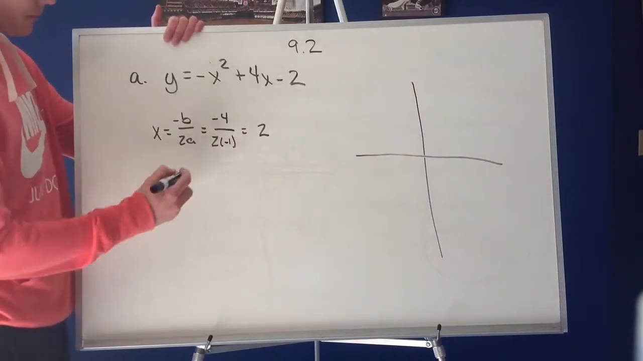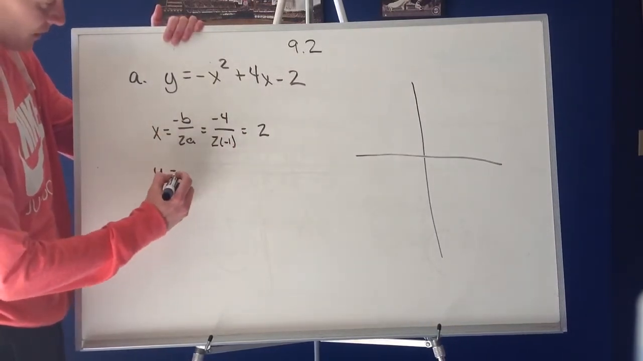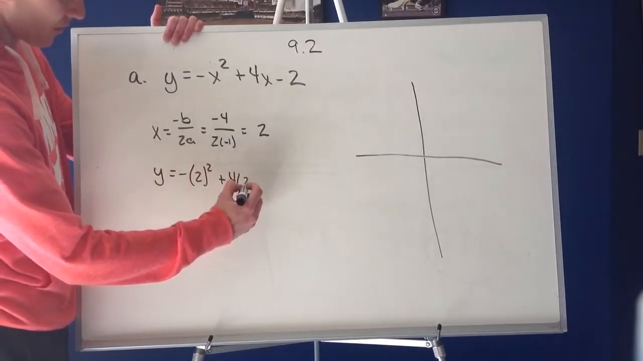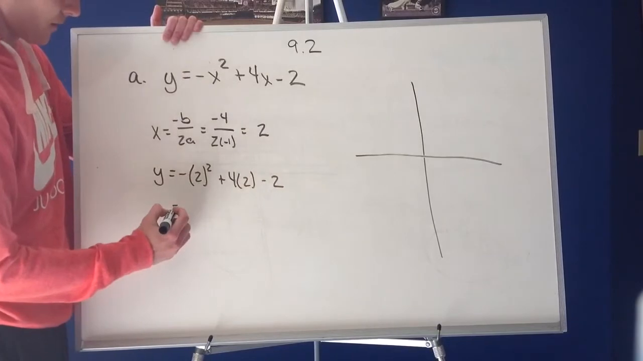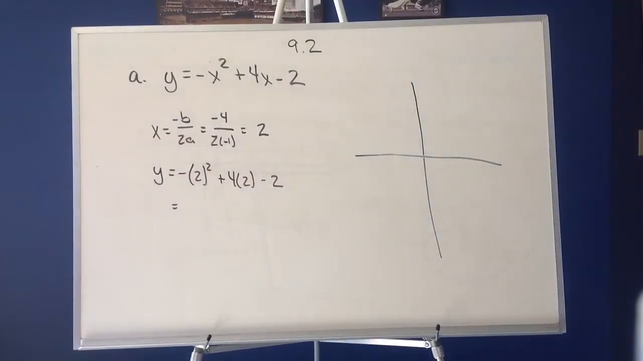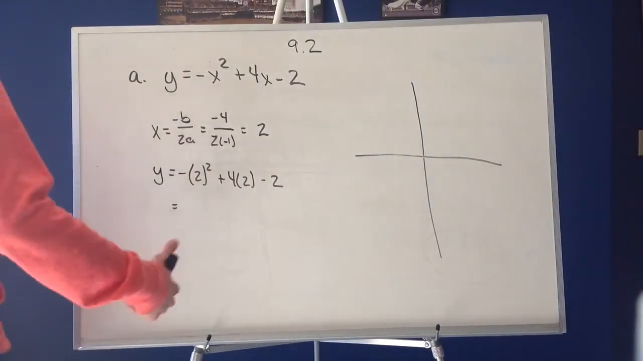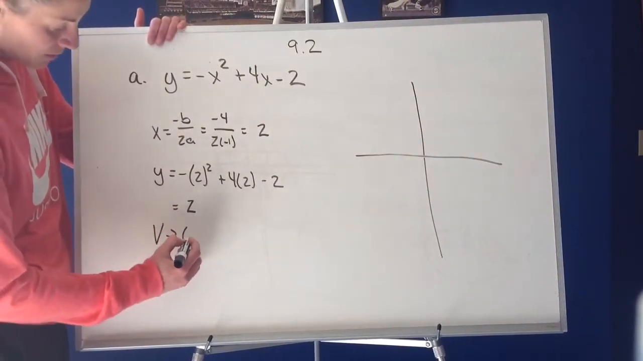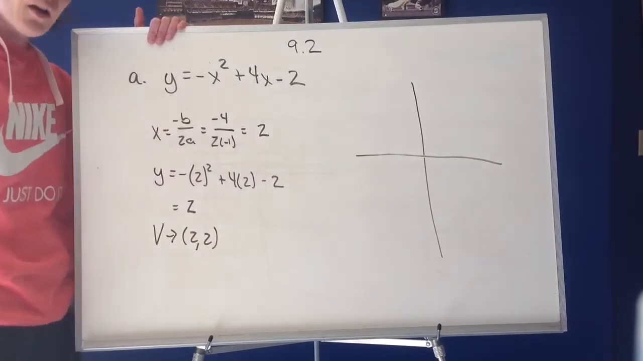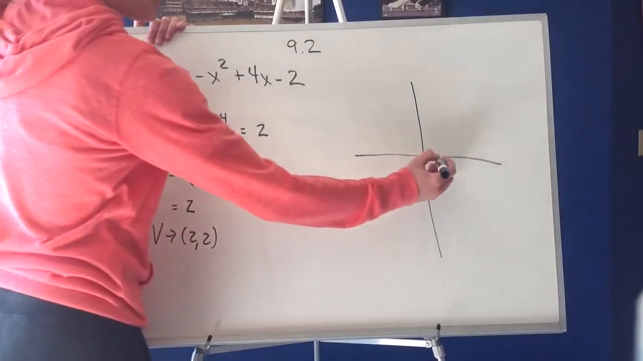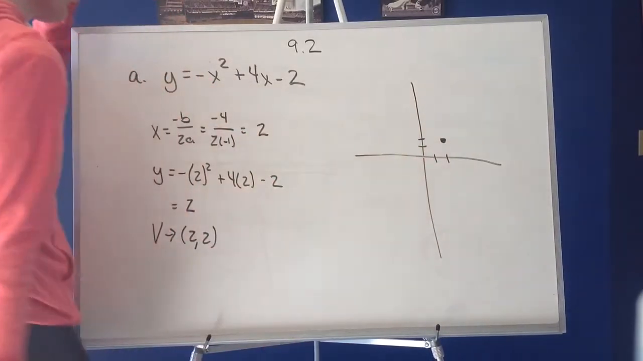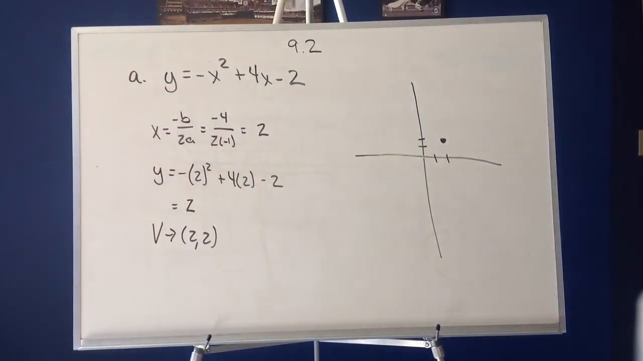Okay, then I need to plug it back in. If you plug that one back in, you'll end up getting 2 again. So that tells me that my vertex is going to be 2, 2. Okay, so that means I'm going to go to 2, 2 to get my first point. And then you can go ahead and put it in the calculator to get the other points that you need.